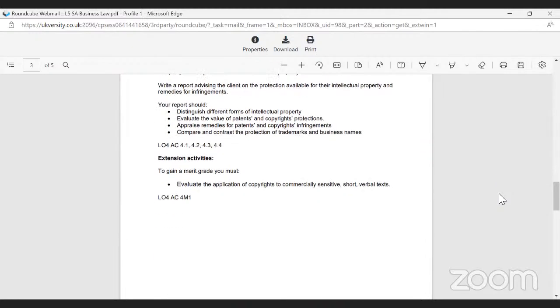Now, if you wanted to gain a merit, you must also evaluate the application of copyrights to commercially sensitive short verbal text. And that's learning outcome 4, AC 4M1. So these extension activities are for you if you want to get an extra mark, or if you want to improve your marks from a pass to a merit or a distinction.